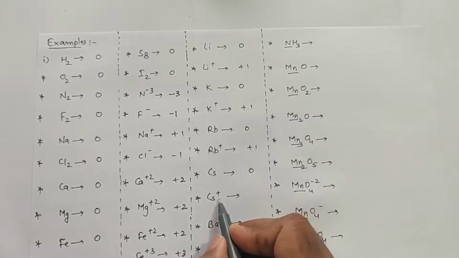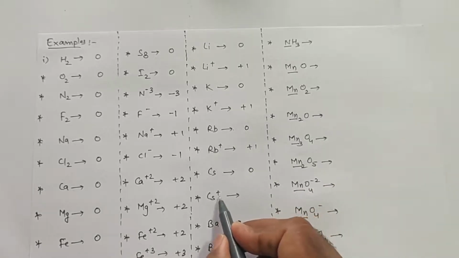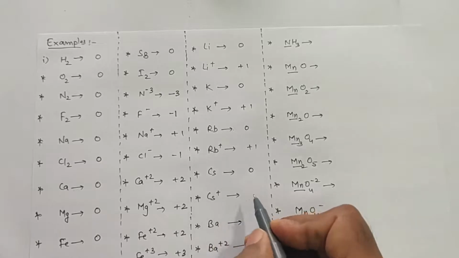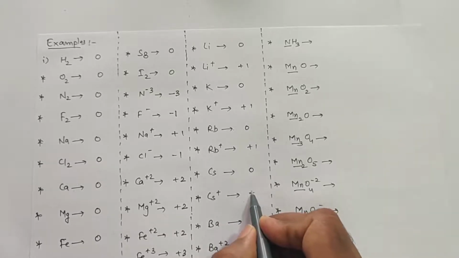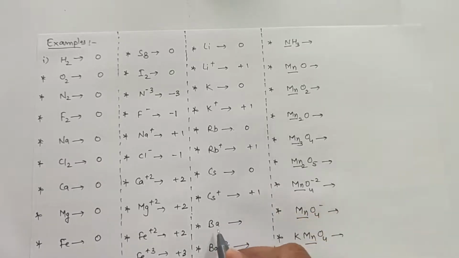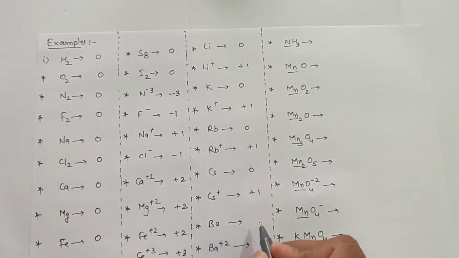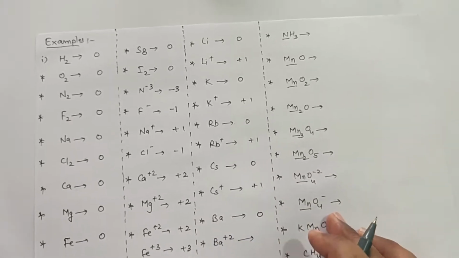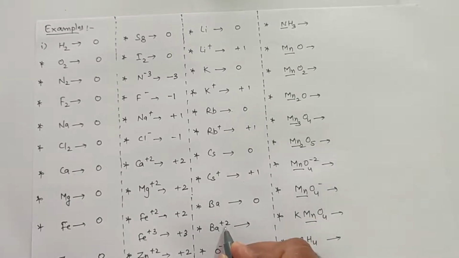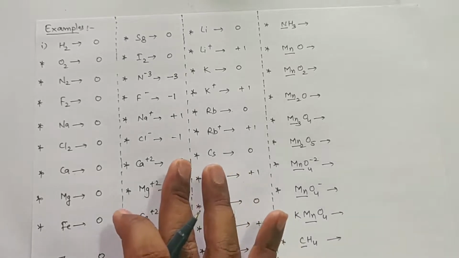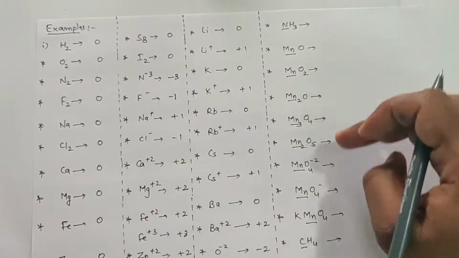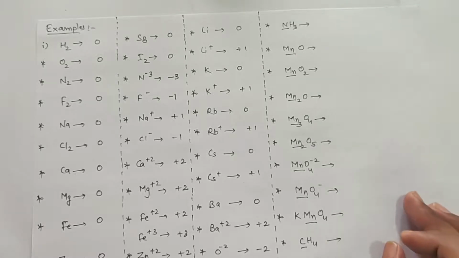Present in ionic form, oxidation number will be equal to total charge present on it. Total charge is 1. Oxidation number will be equal to +1. When barium is present in its free state, oxidation number 0. But when it is present in ionic form, total charge defines its oxidation number, +2. Oxygen having -2 charge, oxidation number will be equal to -2. These are simple ions. Now let's discuss some molecules, complex cations or complex anions.